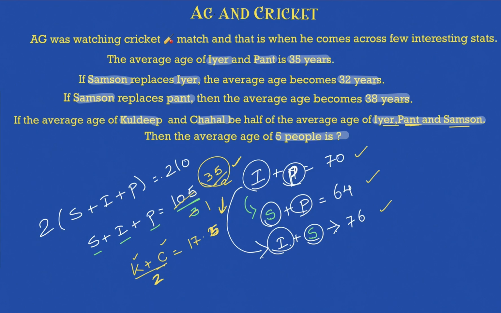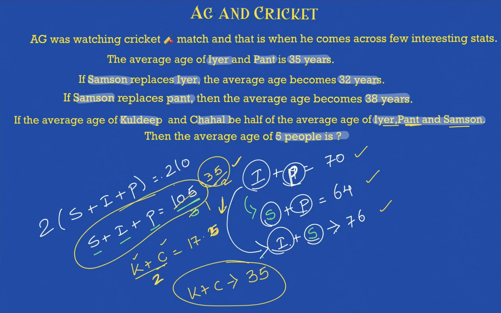Which will give me K plus C is equal to what? 17.5 into 2 will be nothing but 35. This is the sum of the ages of Kuldeep and Chahal. And this is the sum of the ages of Samson, Iyer and Pant. So if I add all the 5, what will it be? S plus I plus P plus K plus C, all the 5 players, divided by 5. That will be their average age.